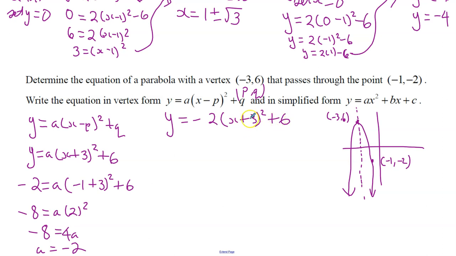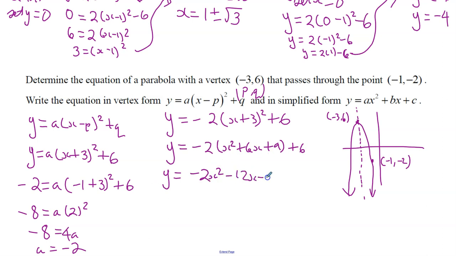And in simplified form, we just basically have to expand this all out and collect it to get it into simplified form. So let's do that. Negative 2 (x squared plus 6x plus 9) plus 6. Negative 2x squared, so remember we're distributing, minus 12x minus 18 plus 6. And then collect: negative 2x squared minus 12x minus 12.